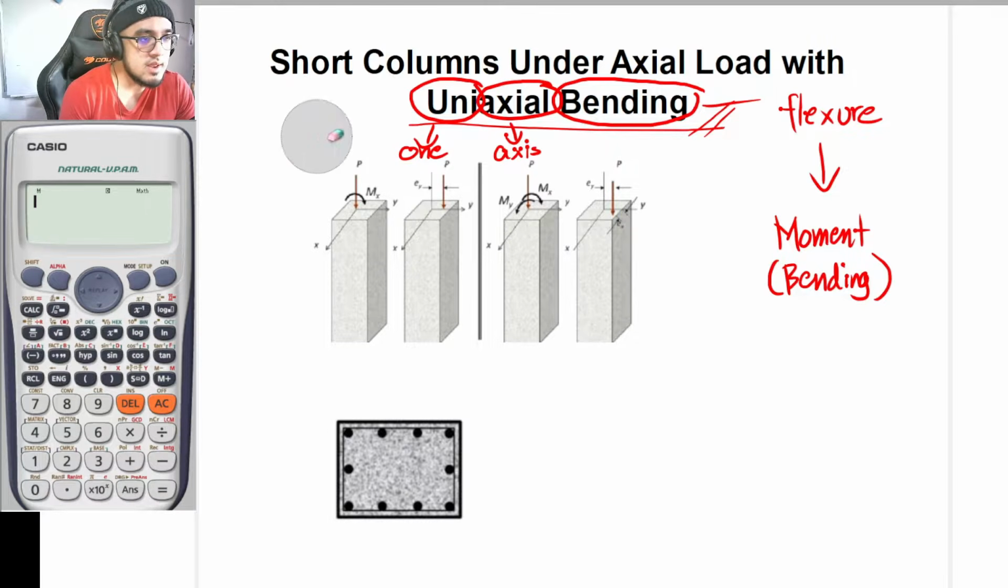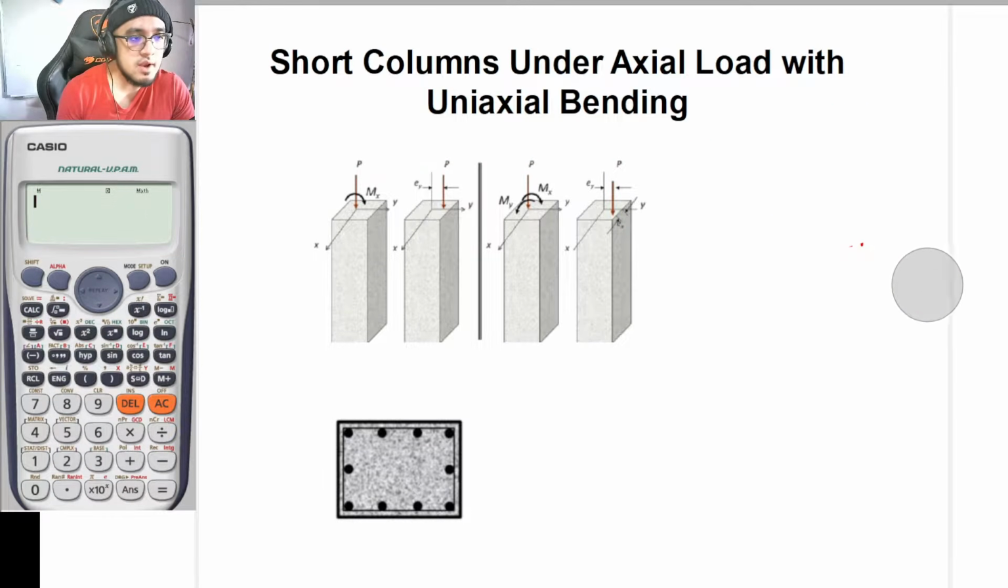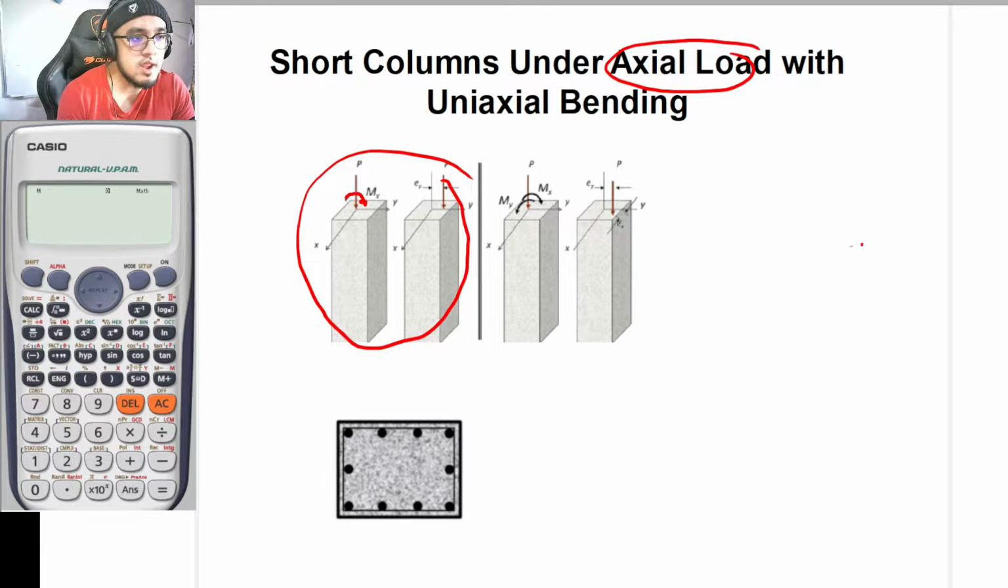In this figure here at the middle part, let's say that you would be having, of course, your P, which is basically your axial load. And you would be having a certain moment that is only about one axis. If that is the case, this is your axial load with uniaxial bending because it is only bending in one axis.